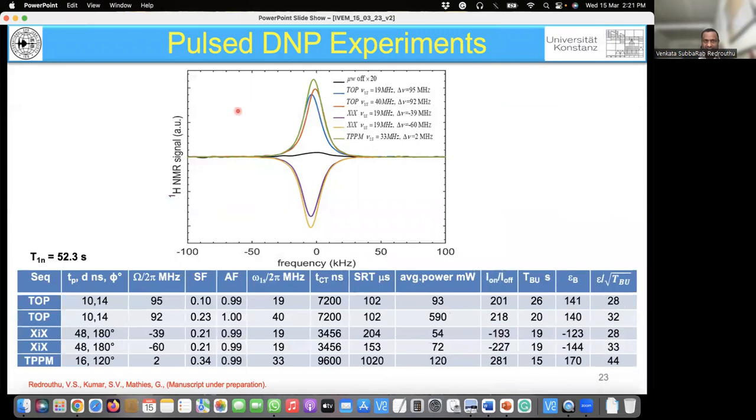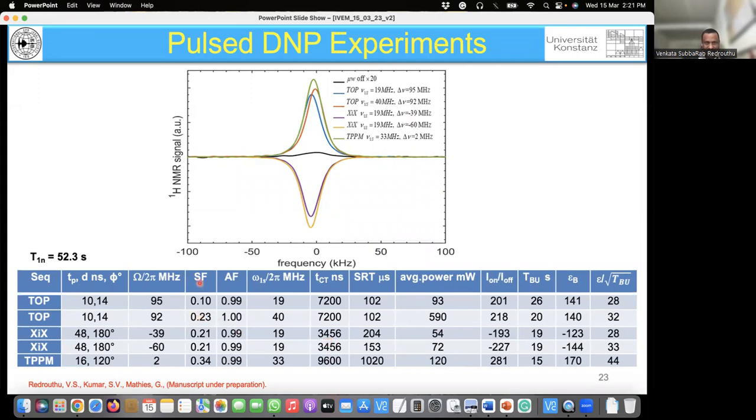This is the final results of pulse DNP for TOP DNP, XiX DNP, and TPPM DNP. TPPM shows close to 50% higher enhancements compared to the other pulse DNP sequences. These are the enhancement factors calculated, and these are the on-off signals I have tabulated, and these are the contact times which I used to do the pulse DNP sequences.